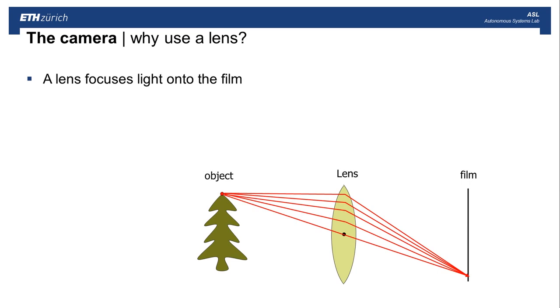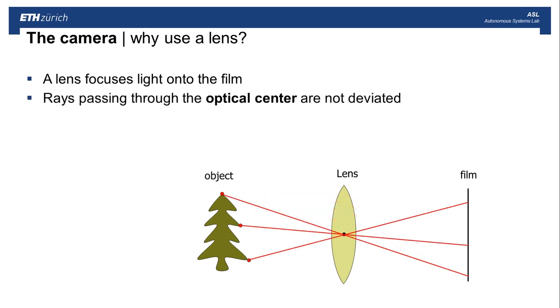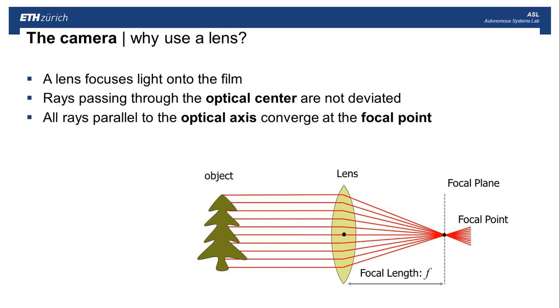So the trick consists of using a lens. A lens can focus multiple rays coming from the same point onto a single point on the film. Rays passing through the optical center are not deviated, while all rays parallel to the optical axis converge at the focal point.